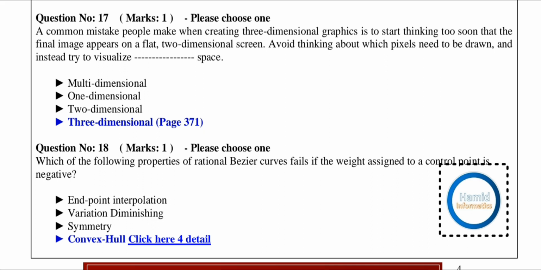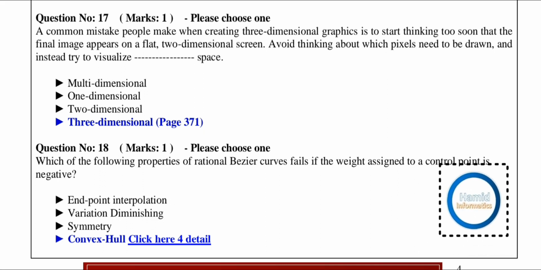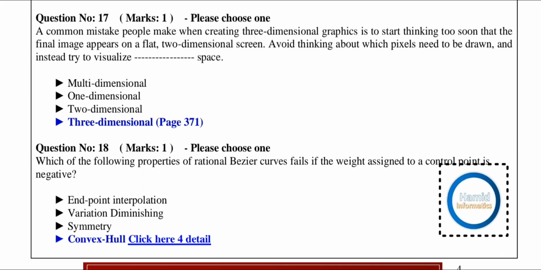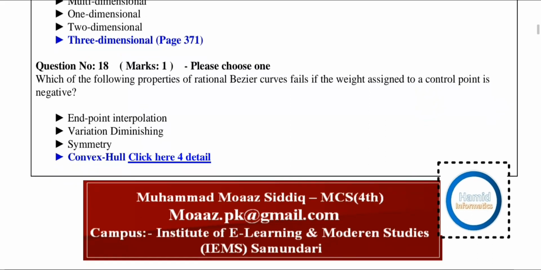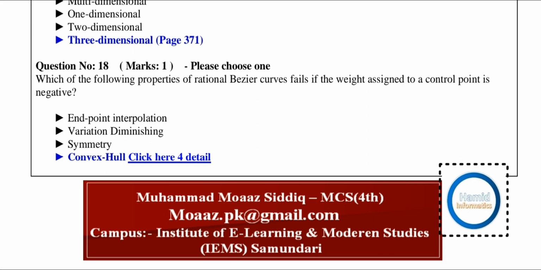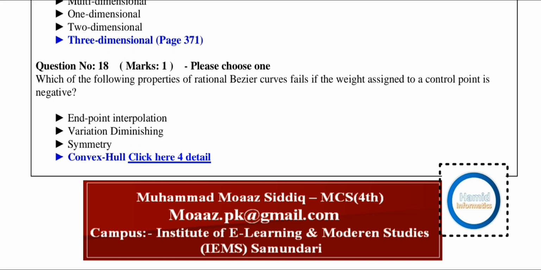A common mistake people make when creating three-dimensional graphics is to start thinking too soon that the final image appears on a flat two-dimensional screen. Avoid thinking about which pixels need to be drawn and instead try to visualize dash space, three-dimensional. Which of the following properties of rational Bezier curves fails if the weight assigned to a control point is negative? Convex hull.